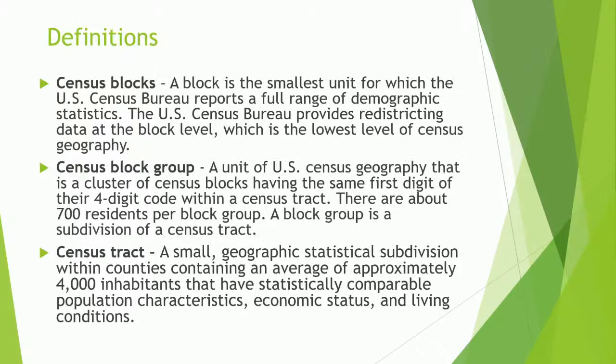This is just a definition of some of the geographic census data we'll be working with. A few things to take note: the census blocks are the smallest units we will be able to edit in the software. The census block groups are roughly around 700 residents per group, and the census tract is roughly around 4,000 residents. A lot of this will be pretty straightforward. We're going to break the presentation out into some outline stuff and then a live demo, and then we'll open it up to questions after that.